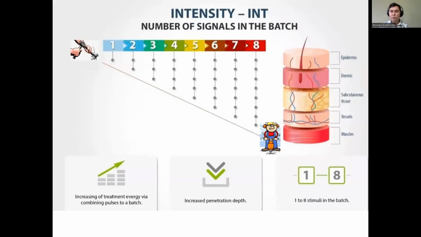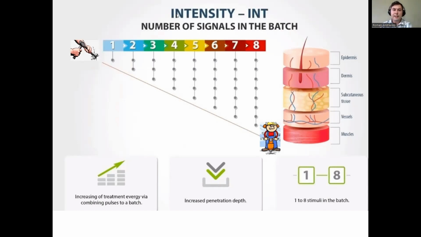There is a cheat code for Scenar when you can use intensity to double your treatment energy without changing the level of perception by our patient, which means that when you are on energy, let's say energy 50, and you put intensity 2, you're doubling that energy and you stay at the same perceived energy level. I know, sounds crazy, but it is.